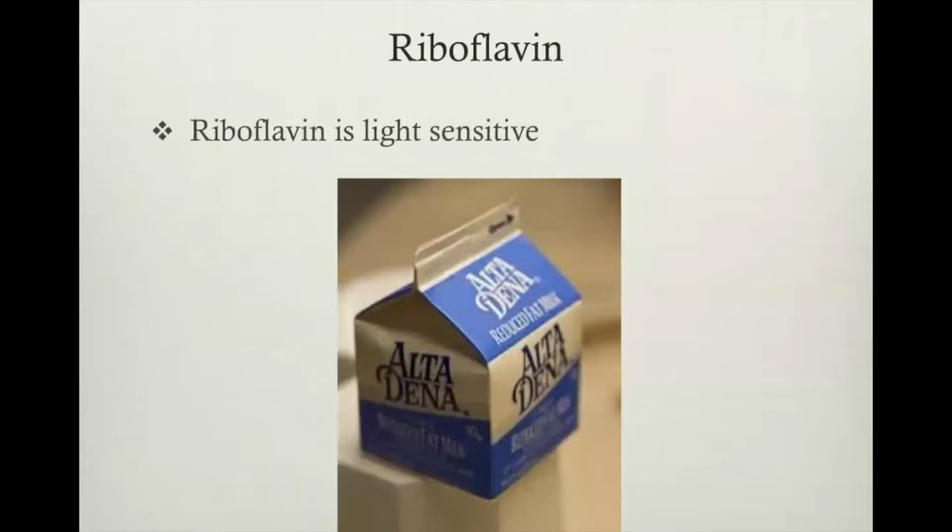Riboflavin is sensitive to light, and riboflavin is found in dairy products. And so because it is sensitive to light, dairy products are packaged in cardboard or opaque containers so that that riboflavin won't be destroyed. And because dairy is pretty predominant in our Western diet, many people do meet their riboflavin needs.